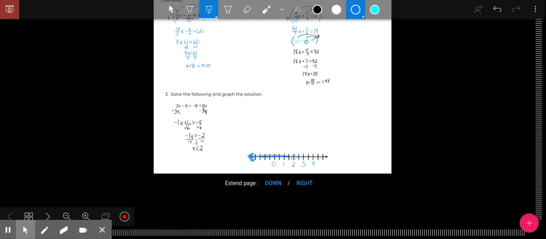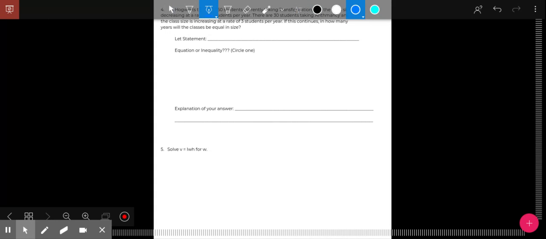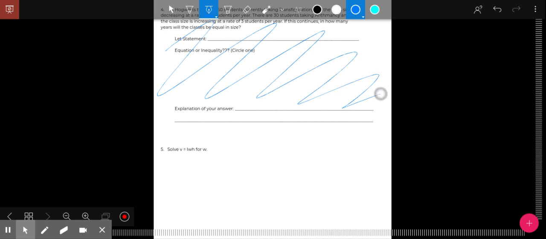Alrighty. If you have any questions about that front page, let me know. Now we're flipping over to the back. We're actually going to skip number 4. Congrats, we're skipping number 4. You guys have been doing awesome with your word problems, so we're going to skip that one. Then we have number 5.